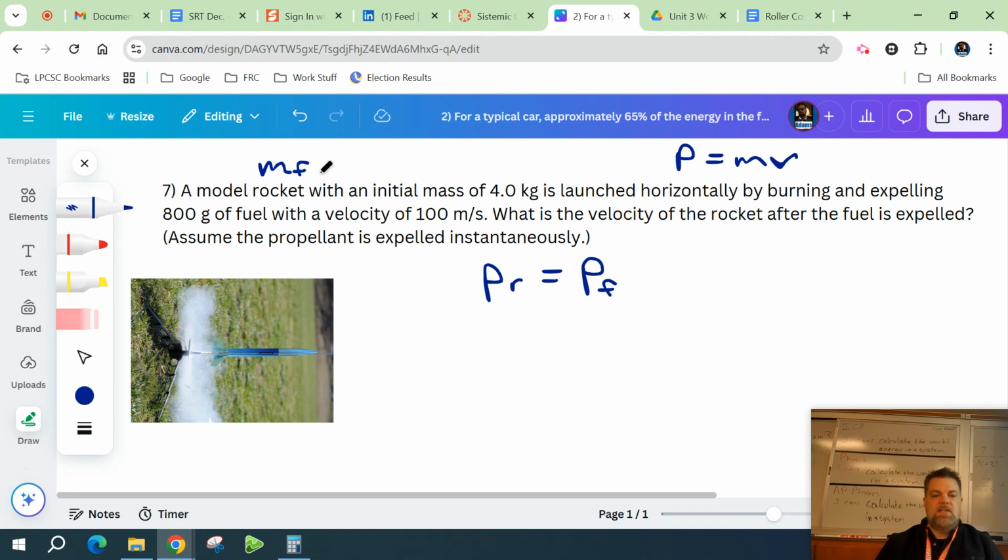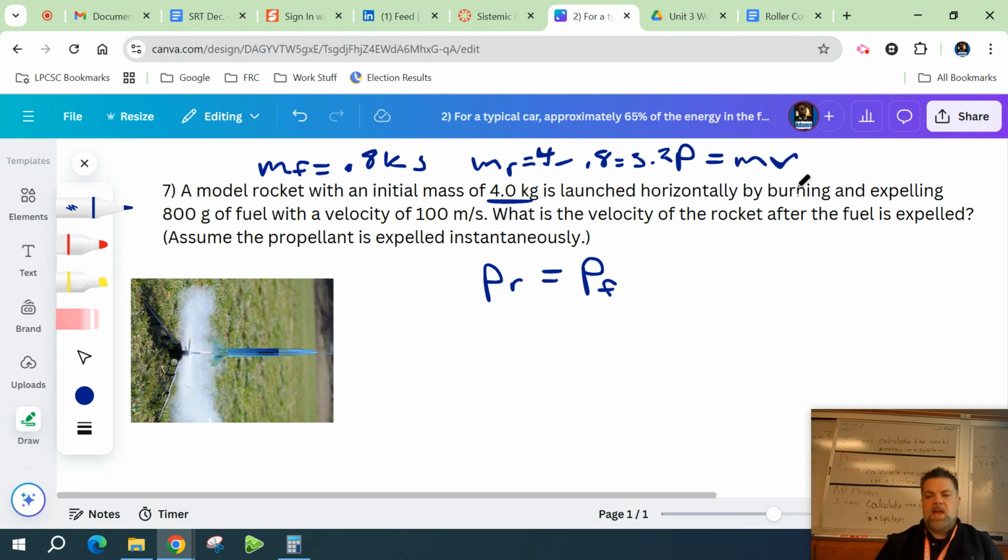Well, they tell us it's 800 grams, but we have to convert that to 0.8 kilograms. And then the rocket's initial mass is 4 kilograms. So the rocket is technically 4 minus the 0.8, which is 3.2.